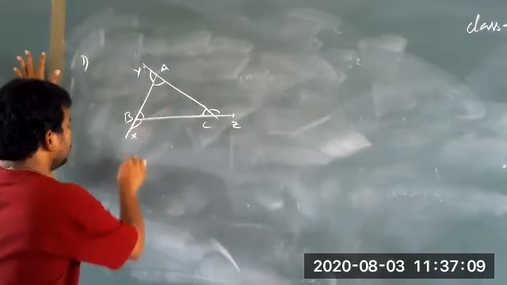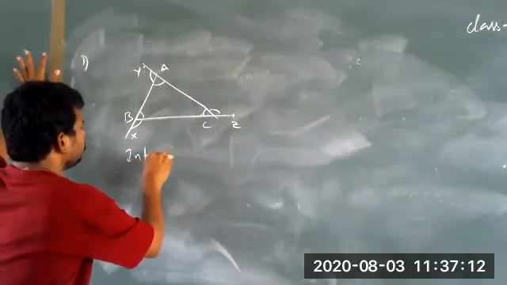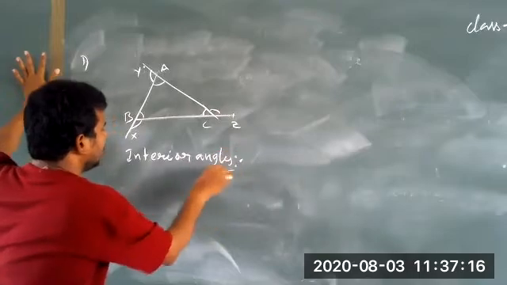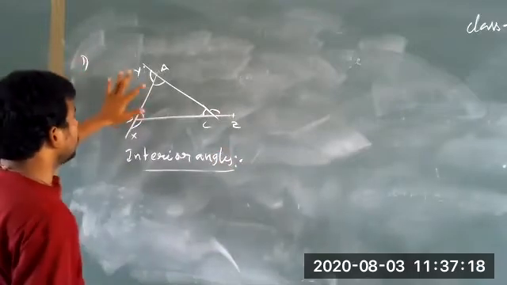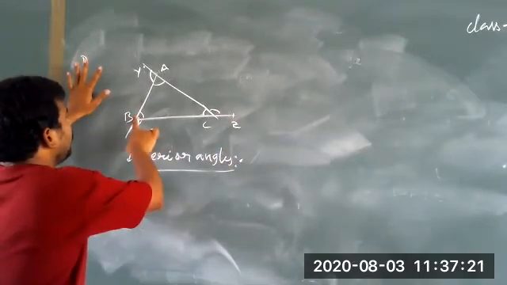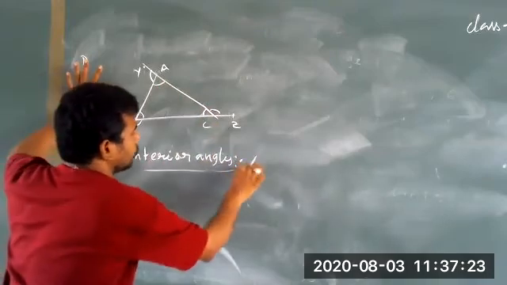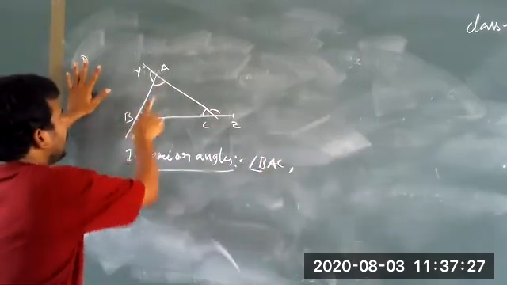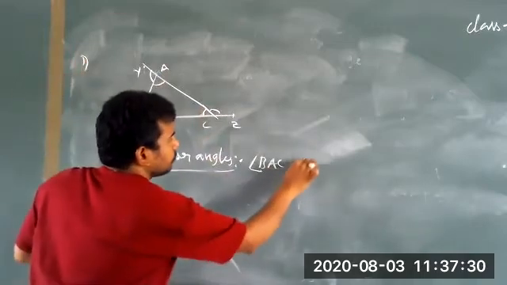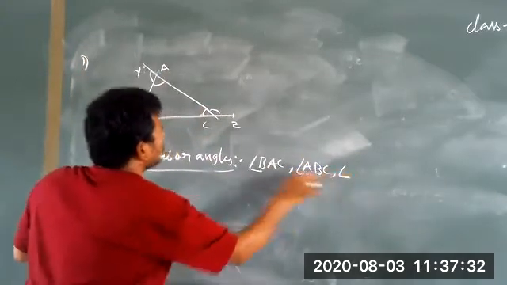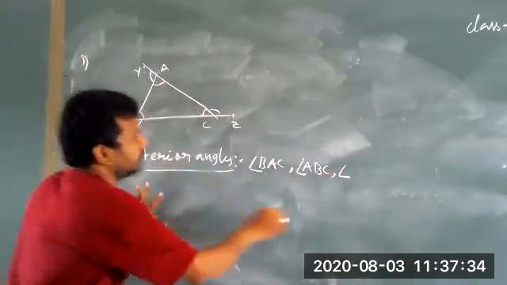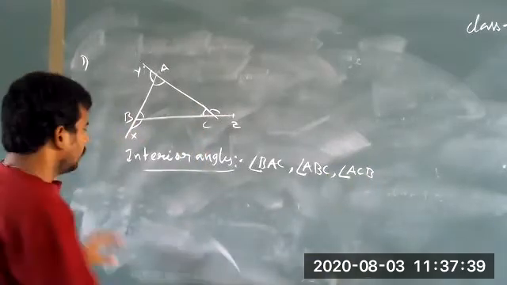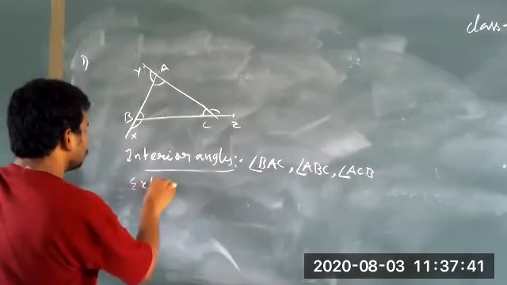So now we can write the interior angles. Angle BAC, and this angle ABC, and this angle ACB. These are the interior angles. Now the exterior angles.